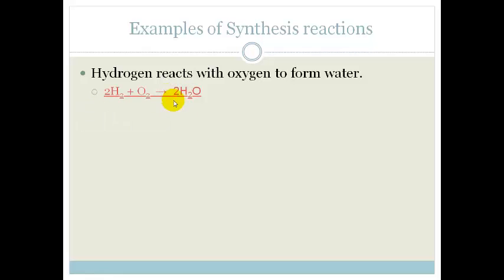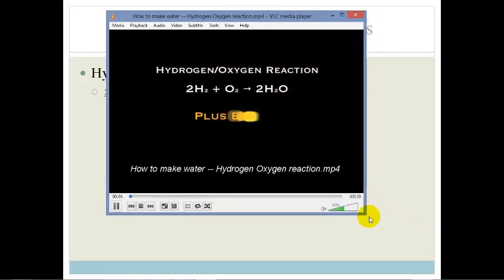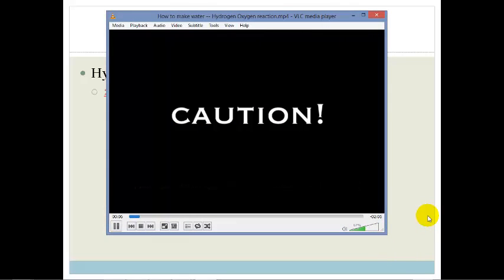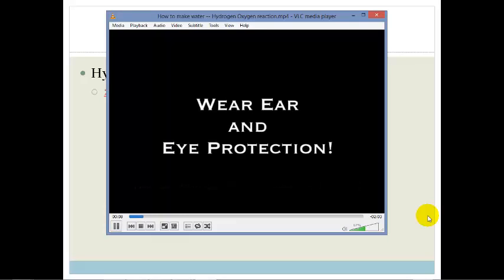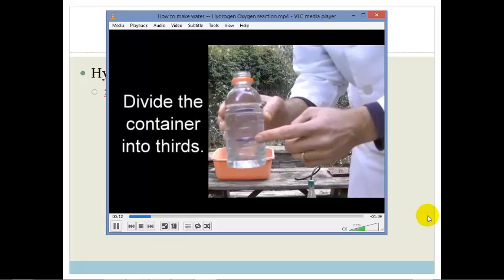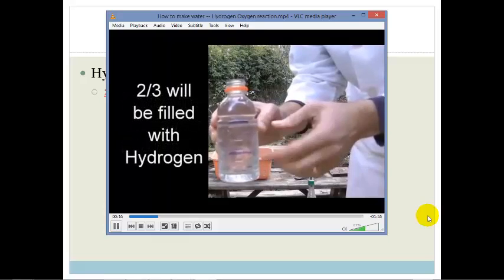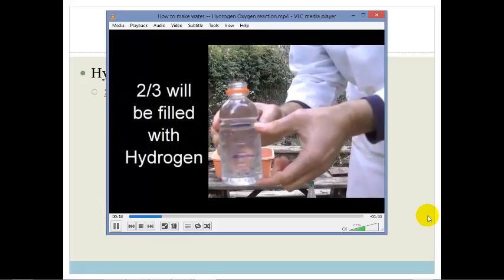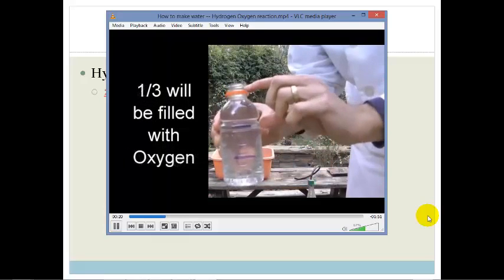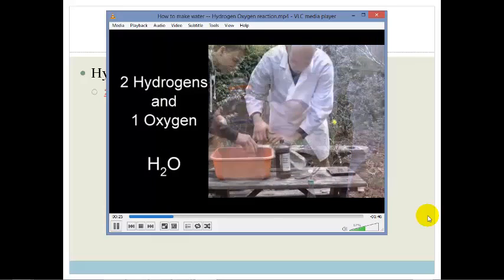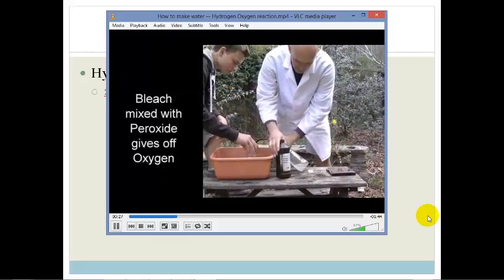Watch the video. Today I'd like to show you a quick demo for mixing hydrogen and oxygen to make water. You need to wear ear protection because it will be loud and it does involve explosions. So take a bottle, mark it off into thirds, and then you'll fill 2/3 of it with hydrogen and 1/3 with oxygen. As you know from the formula for water, H2O, that's the correct balance, 2 hydrogens to 1 oxygen.